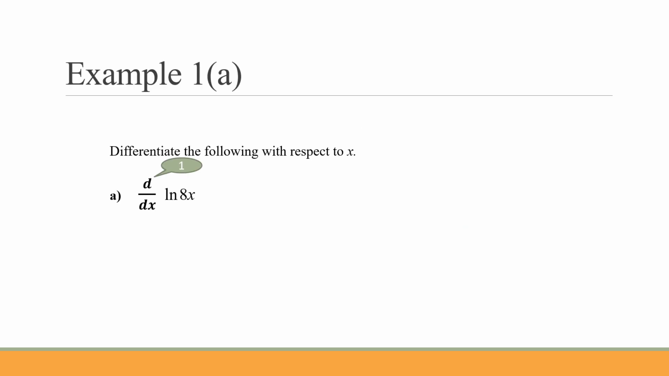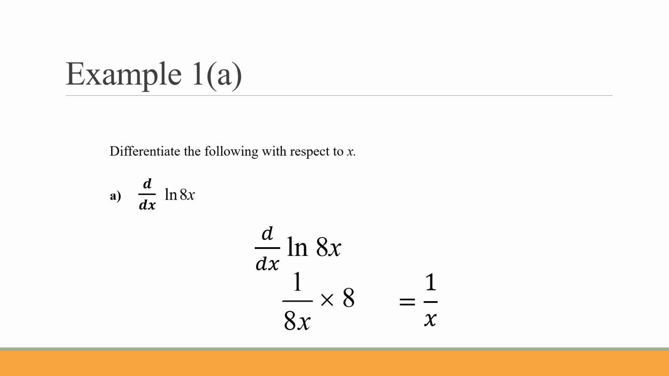So let's try the first example. How do we differentiate ln 8x? It's just going to be 1 over the same function. So if it's 8x, it's 1 over 8x. And now we differentiate 8x to get 8. If we simplify them, our answer is just 1 over x.